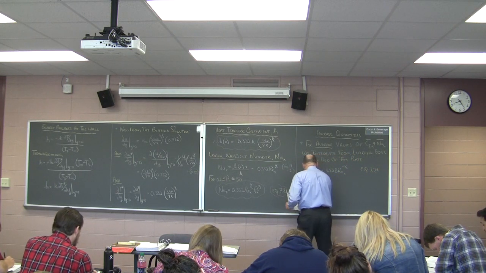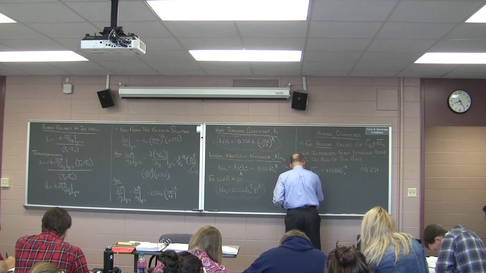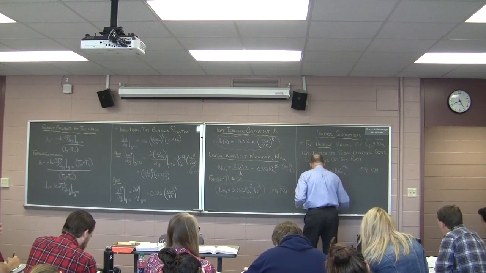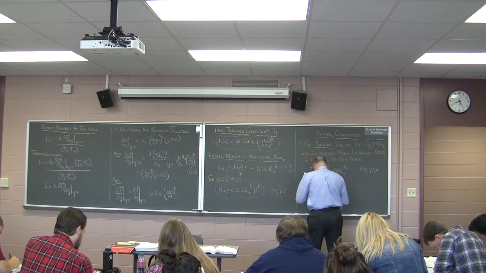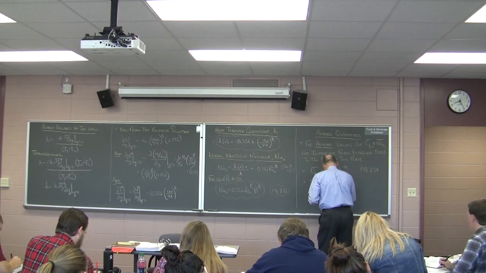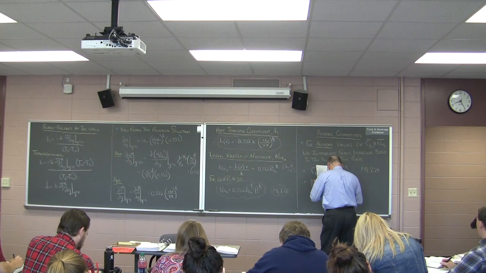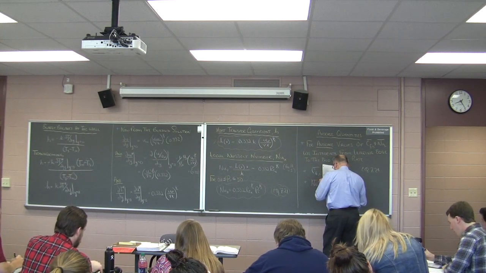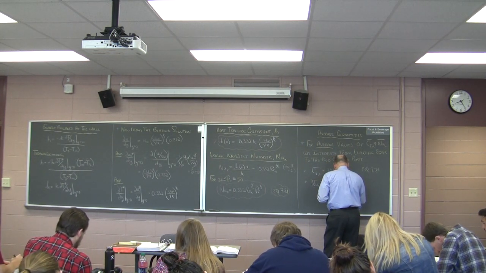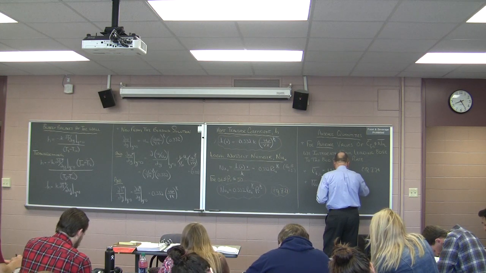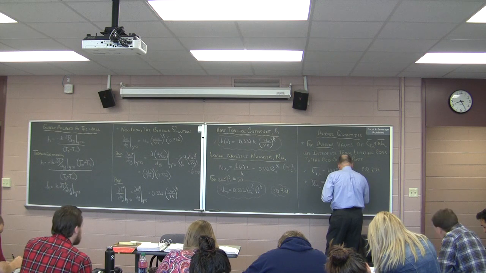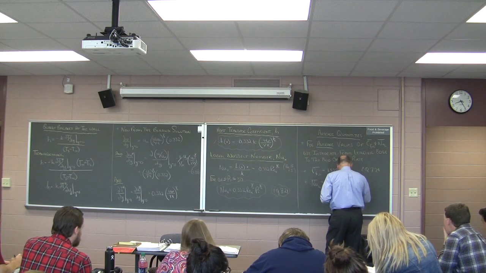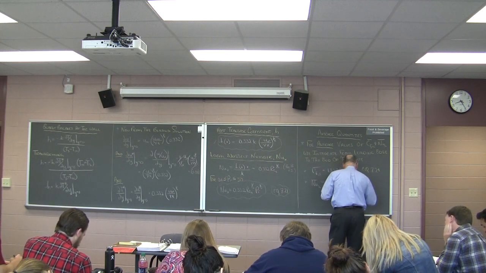And the Nusselt number is equal to 0.664 times the Reynolds number to the 1/2 times the Prandtl number to the 1/3. And this is equation 7.25.